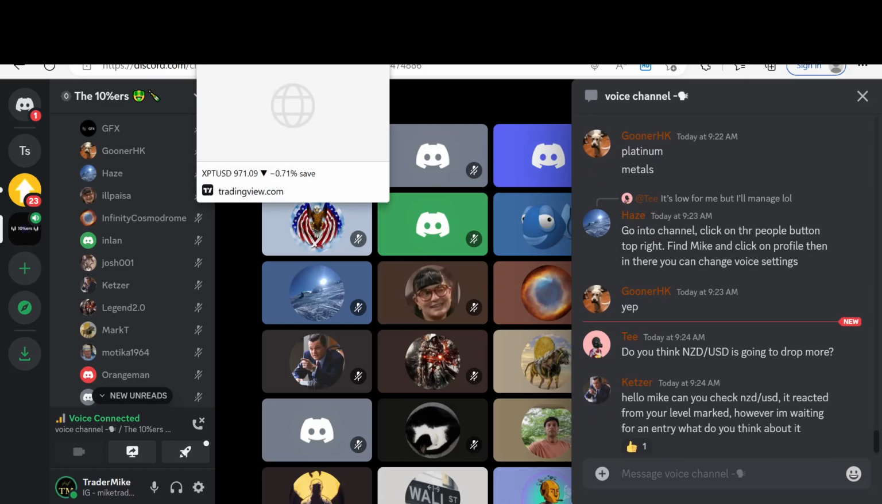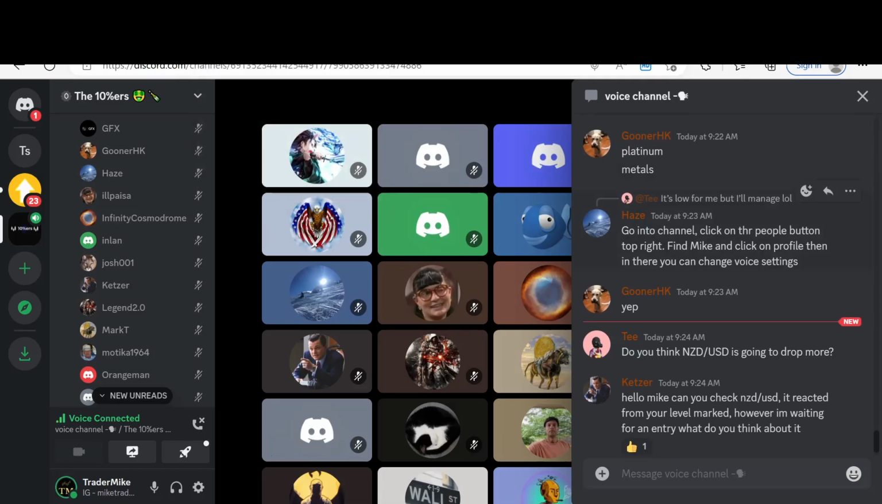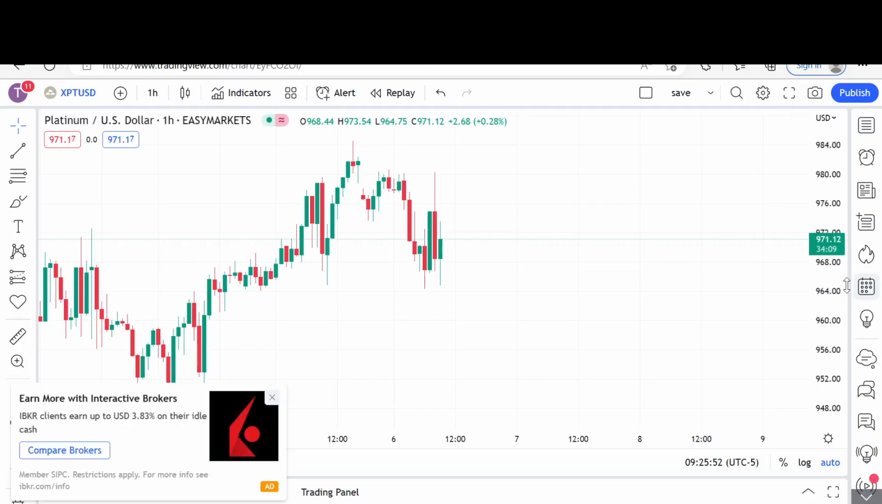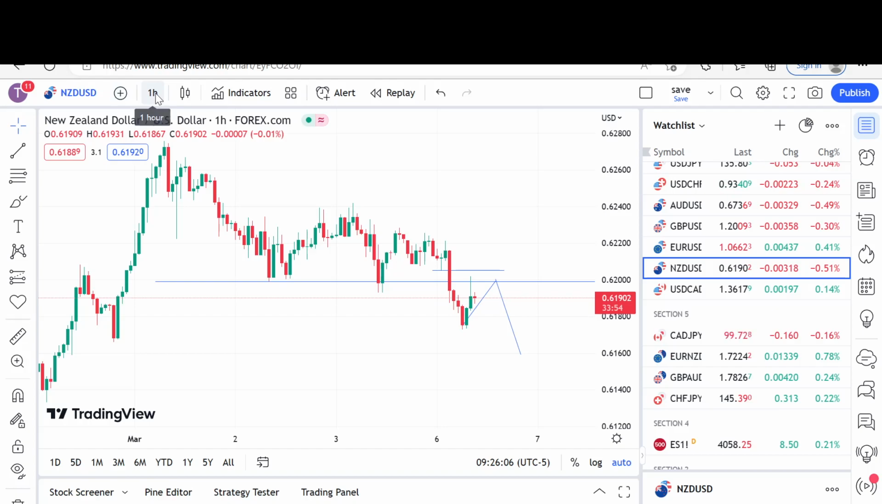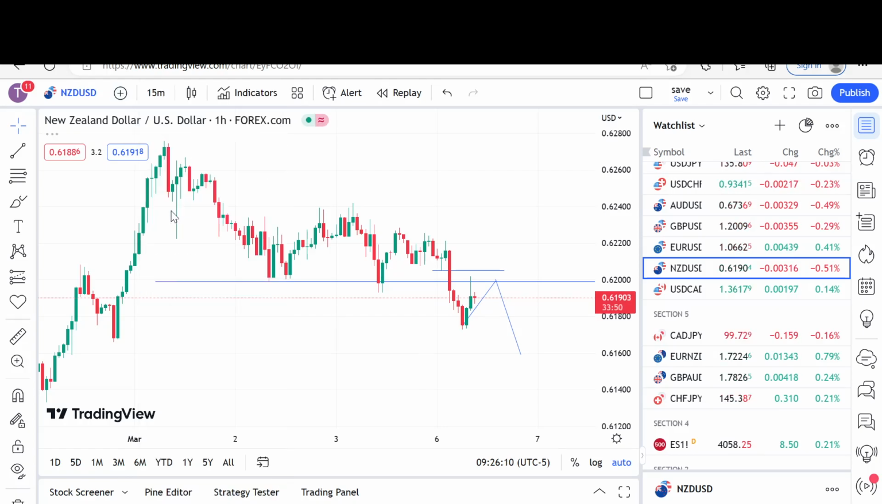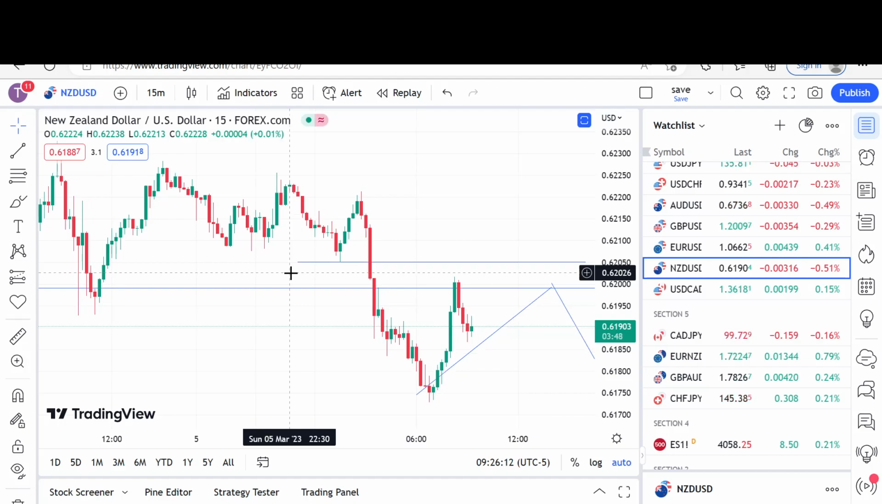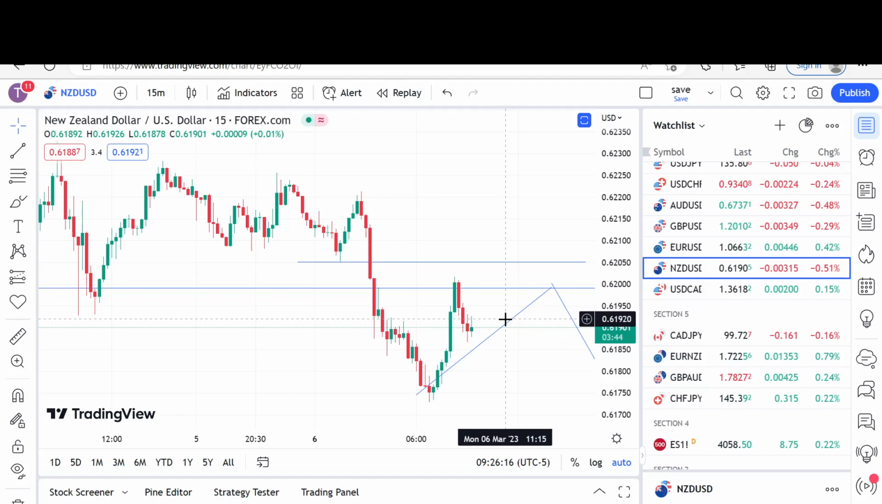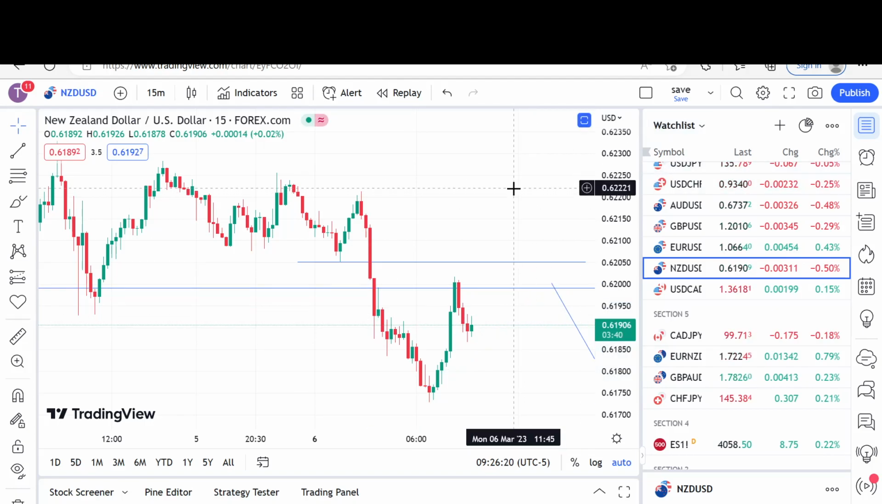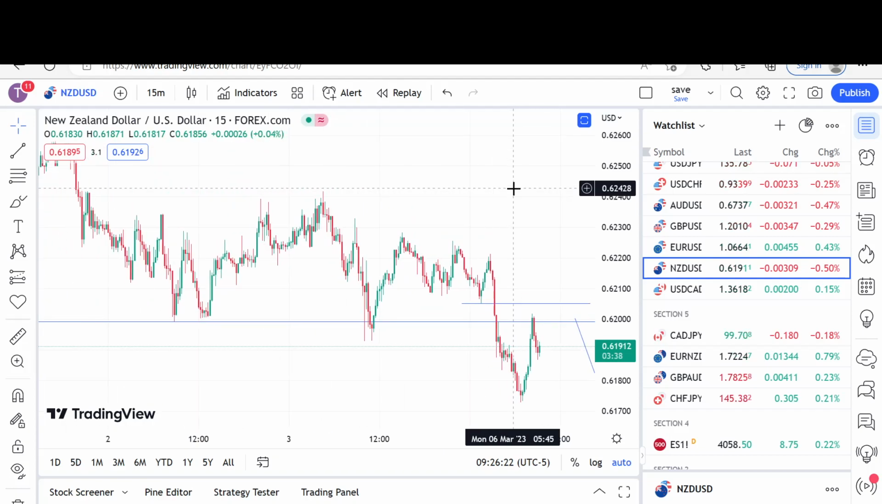NCD USD. Looks like we got a few people that want that one. Yes, sir. That actually set up. I'm not in it, but that's actually, yep, it had a nice reaction off that level. So that's actually a setup right here, this NCD USD that you guys just pointed out that I posted in the Forex watchlist section this morning.